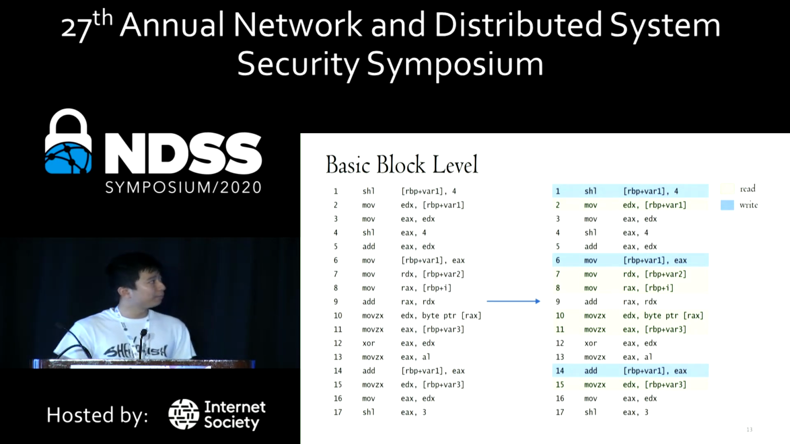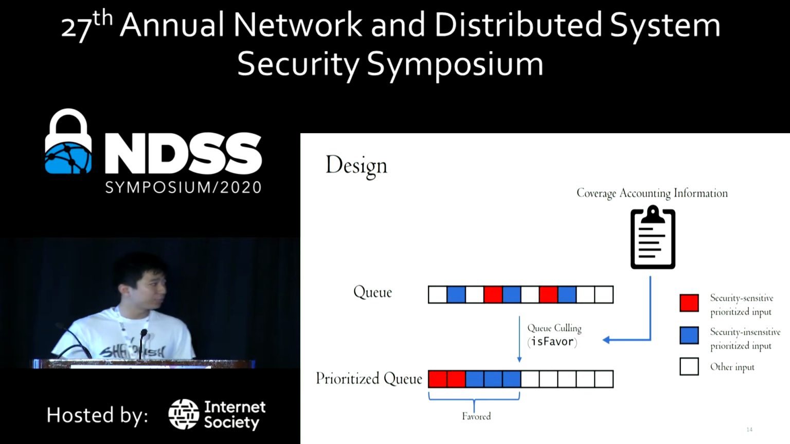So then we can have a design very naturally. Besides the original coverage information map, we also keep a coverage accounting information map during runtime. And then when the queue culling happens, instead of just prioritizing fast inputs, we're going to prioritize security sensitive inputs first, and then use the original queue culling scheme as a backup. So eventually, we're going to have a favored queue with security sensitive inputs prioritized.